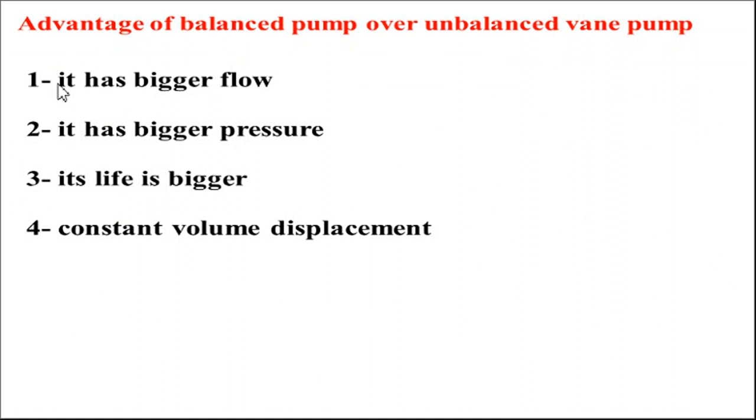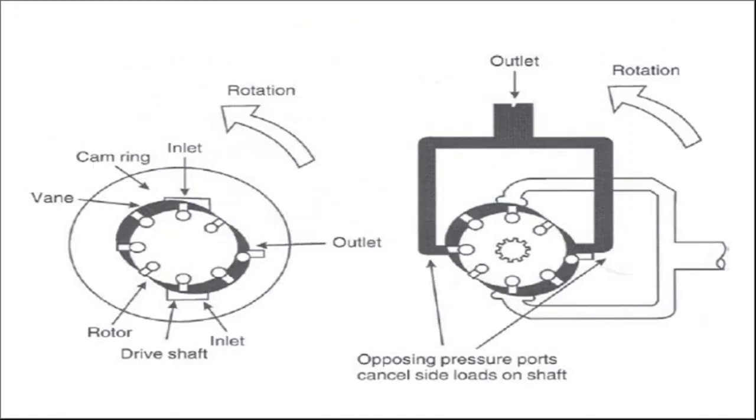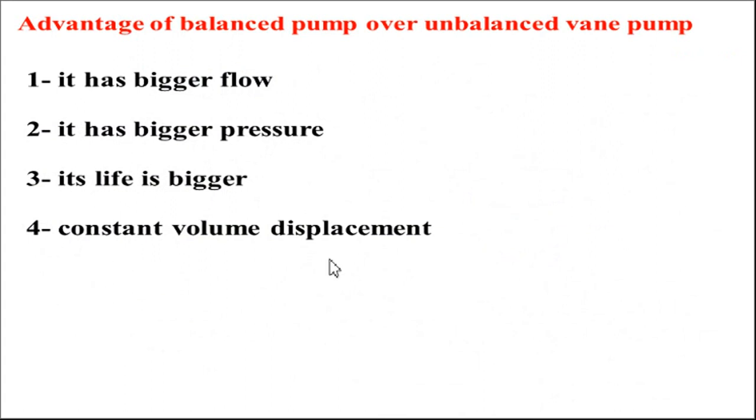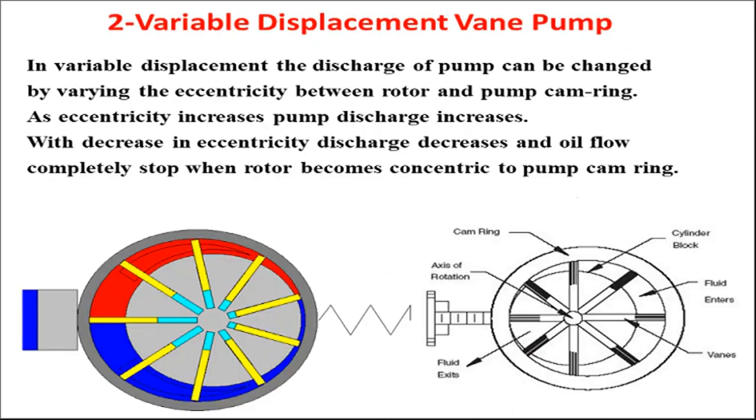Now what are the advantages? It has a bigger flow and can handle bigger pressure. Its life is longer because there is a balance of force in this design. And it has a constant volumetric displacement. So these are the advantages of the balanced type of vane pump over the unbalanced type.